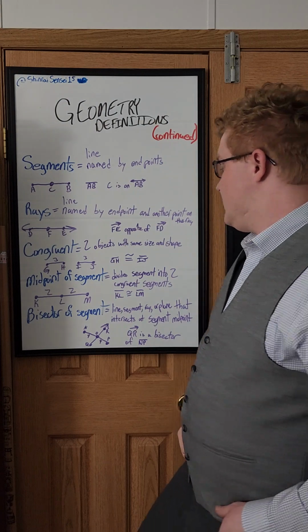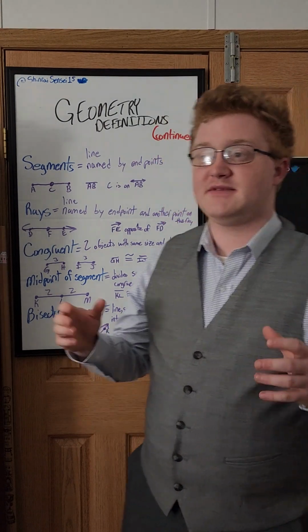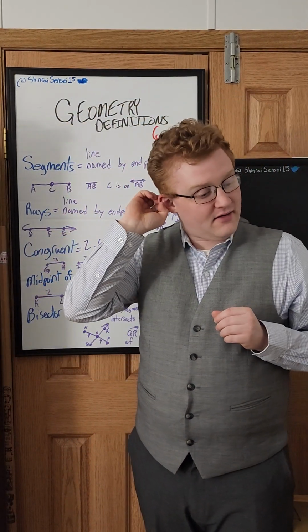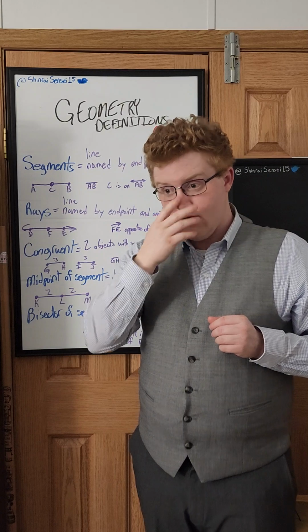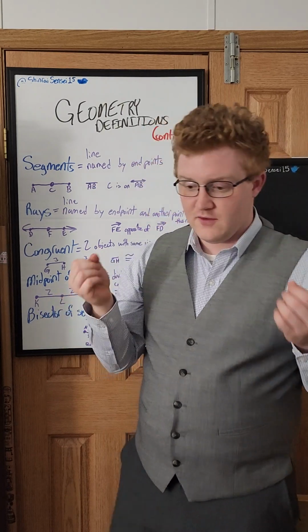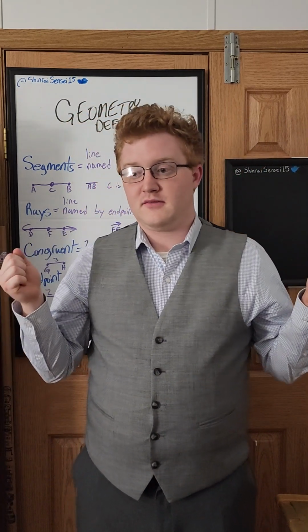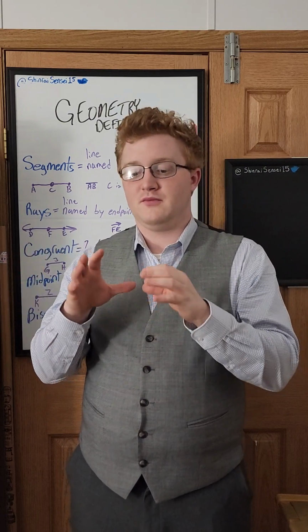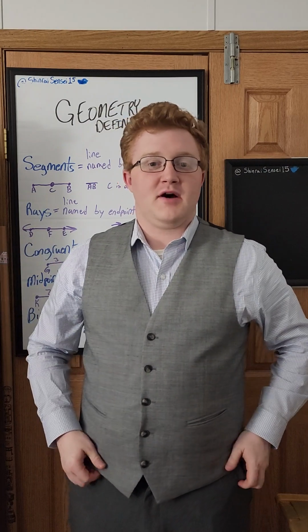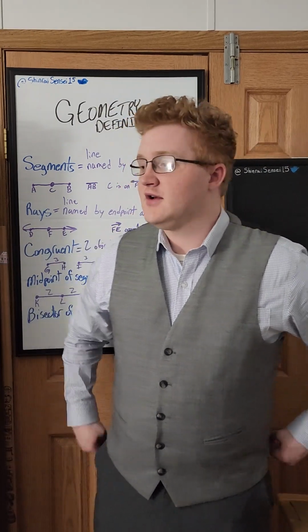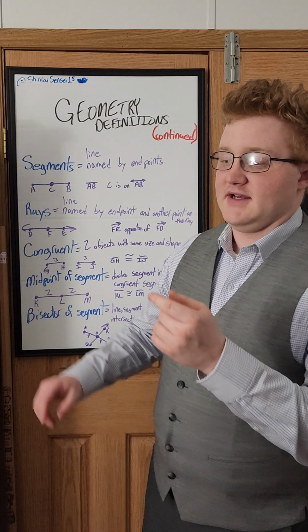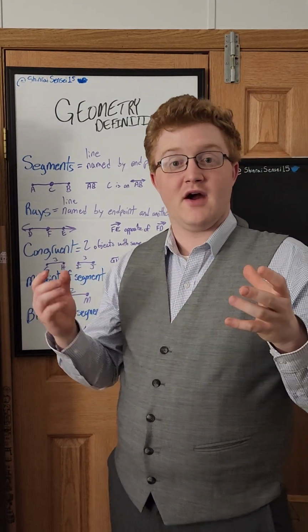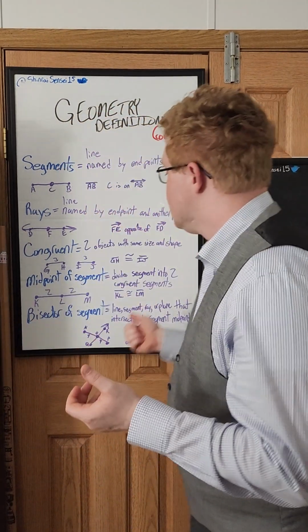Now, congruent. Two objects with the same size and shape are congruent. So if I had two dice from a game of Yahtzee, or two jack cards from a deck of poker cards or something like that, so long as all of their measurements are the same, they are congruent, right?